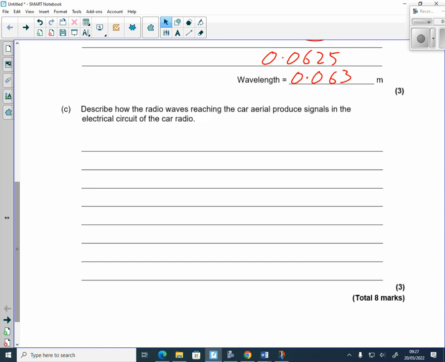And then the last part: describe how radio waves reaching a car aerial produce signals in the electrical circuit of the car radio. You can answer this question if you understand how radio waves are produced. If you've got some sort of electrical circuit, and part of your electrical circuit has got an aerial in it, then part of your electrical circuit will cause electrons in my aerial to vibrate. They're going to oscillate back and forth. And when they do that, that is going to produce a radio wave.